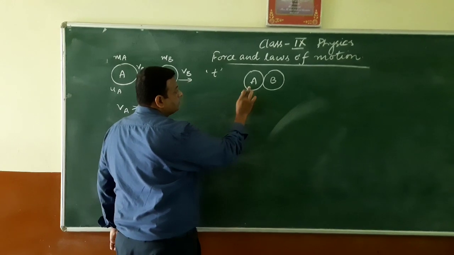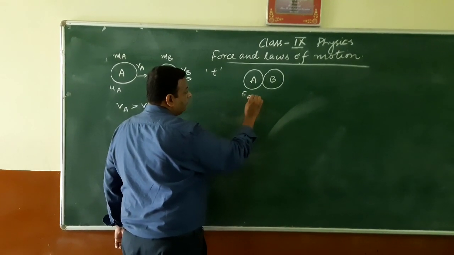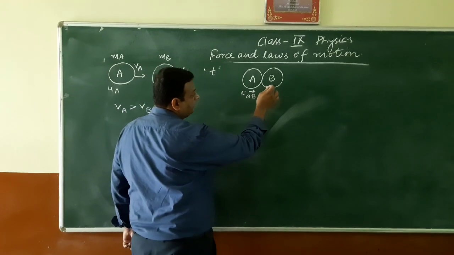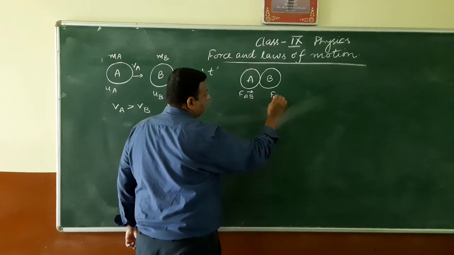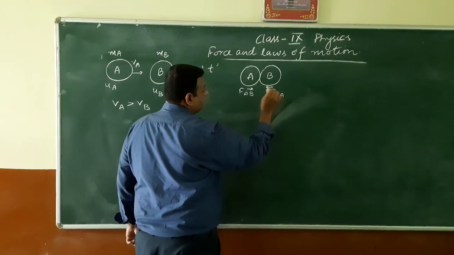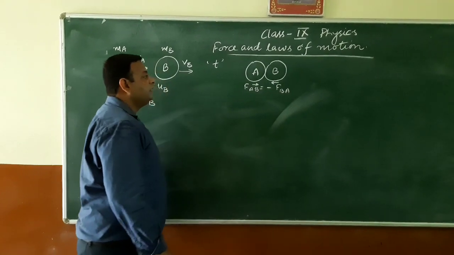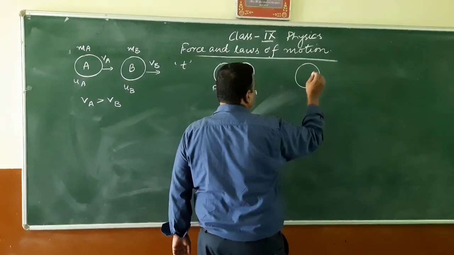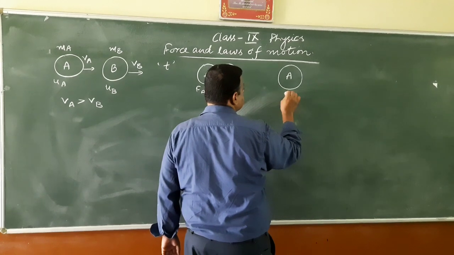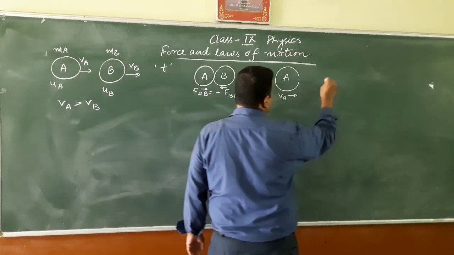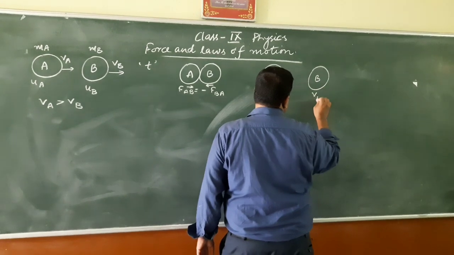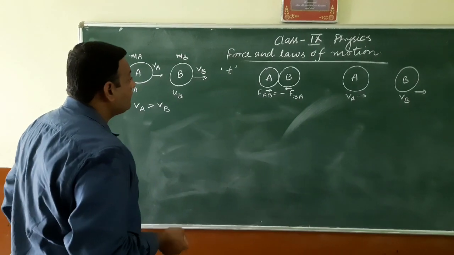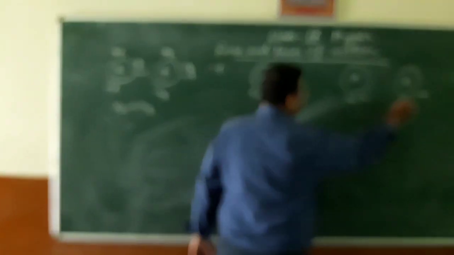Now here, force applied by the ball A is equal to FAB in this direction, and the force applied by the ball B on ball A is FBA in this direction. So both are equal but with a negative sign. So after the collision, ball A starts moving with velocity V dash A and ball B will start moving with velocity V dash B.